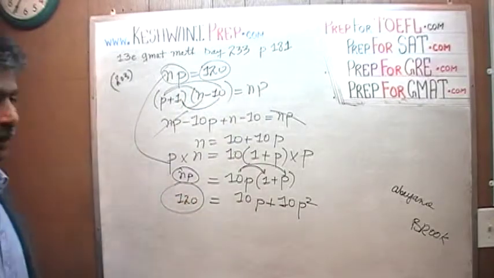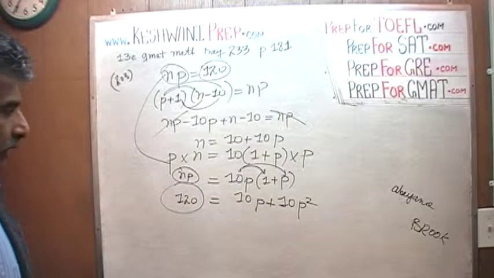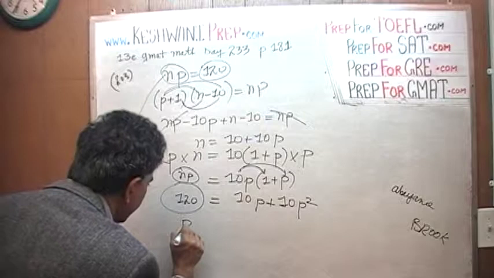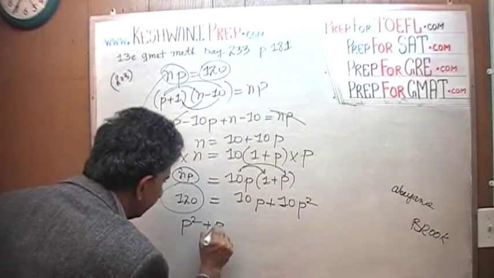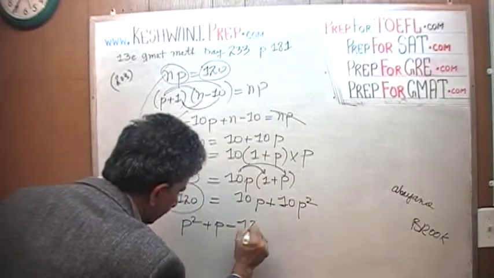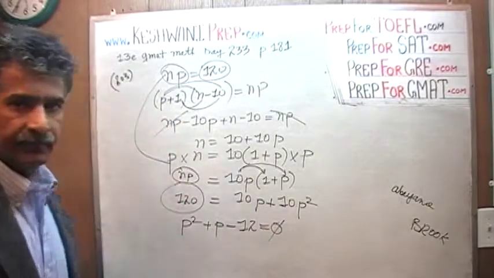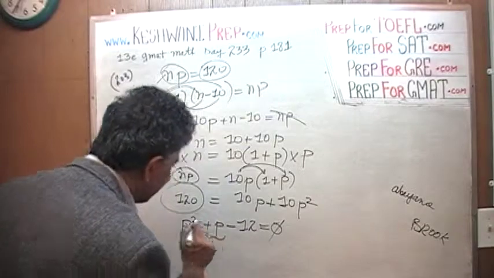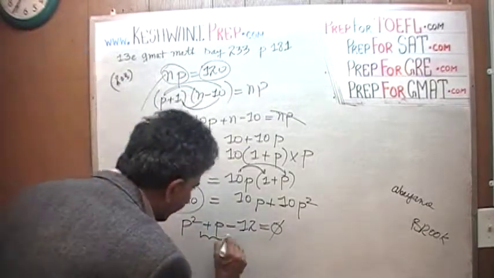And there is our quadratic equation. All we have to do is solve this quadratic equation. Let's divide the entire equation by 10. So we end up with p squared plus p, bring the 120 to the other side, minus 12 equals 0. That's it. We're looking for two numbers, which when we add, we get positive 1, and when we multiply them, we get negative 12.